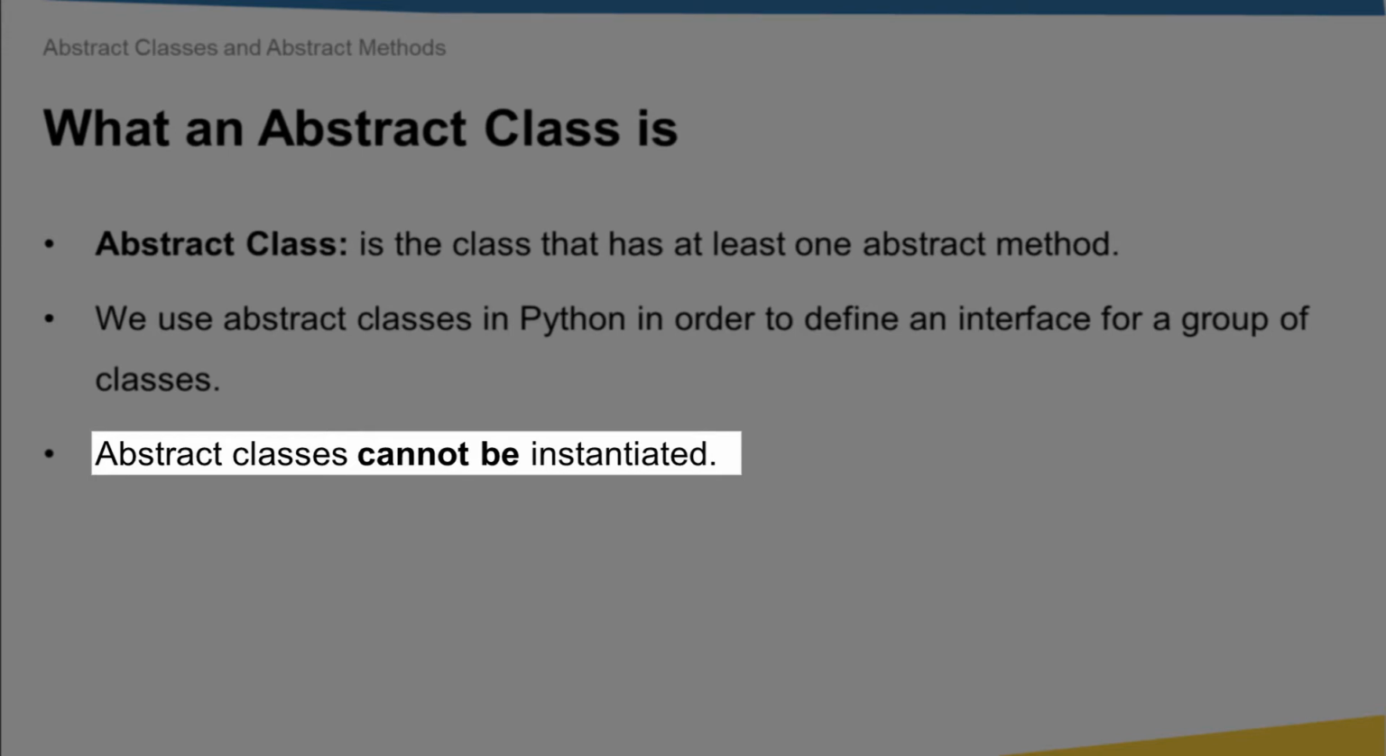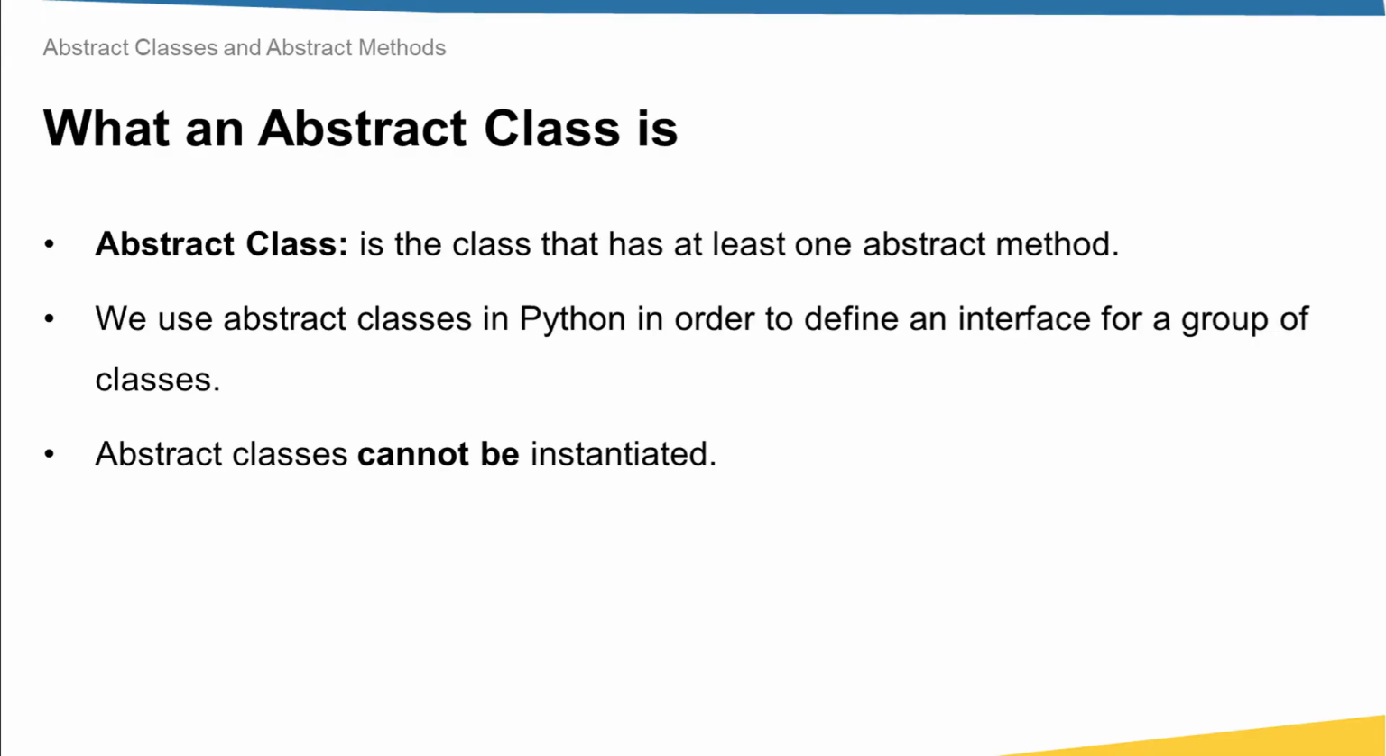Also, what I need you to know is that abstract classes can't be instantiated. And this makes sense, to be honest, because if this class doesn't have implementation for some methods, and you define an object from this class, how would you call this method? What will happen if you call that method? For this reason, abstract classes can't be instantiated.